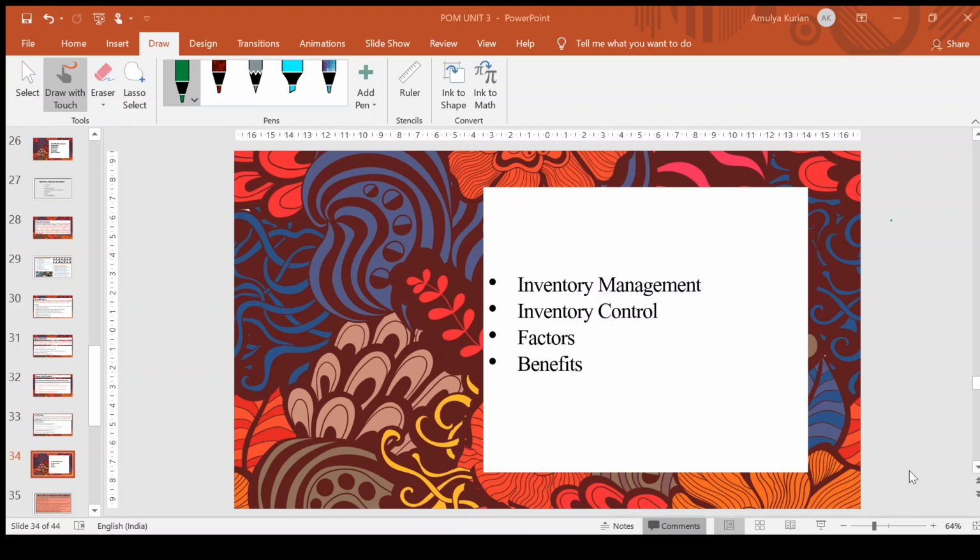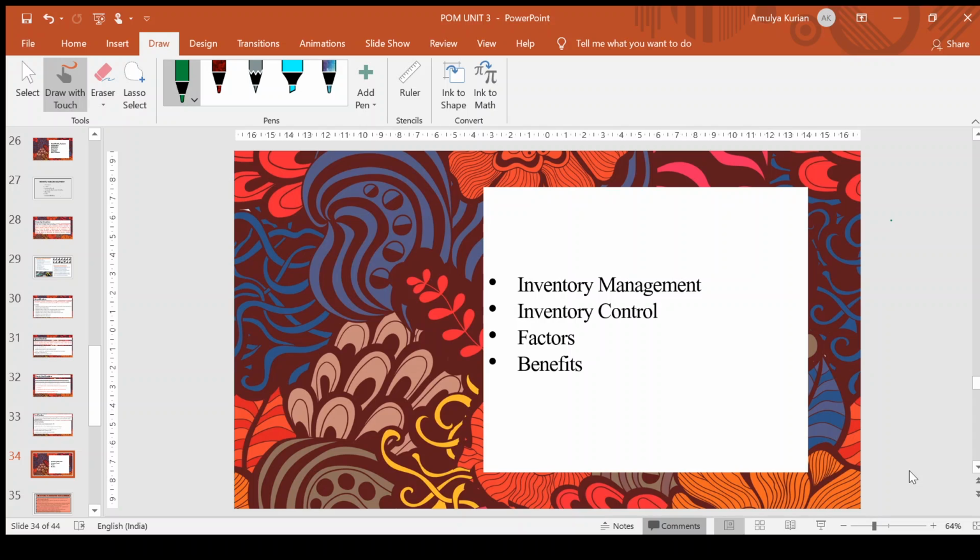Good morning, everyone. In today's session, we will be dealing with what we mean by inventory management. What is inventory? What is inventory control? What are the factors which influence inventory management and control? And what are the benefits of inventory management and control? These are the things which will be dealt with today.